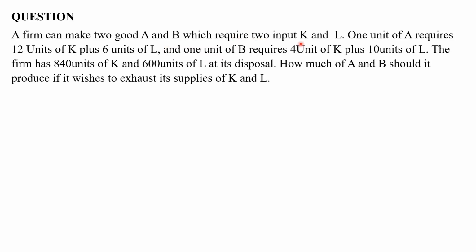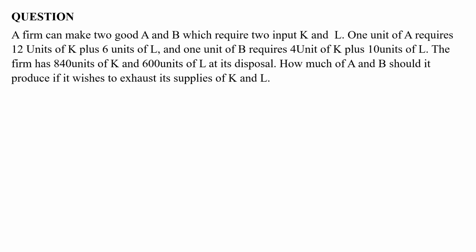A firm can make two goods A and B, which requires two inputs K and L. 1 unit of A requires 12 units of K plus 6 units of L, and 1 unit of B requires 4 units of K plus 10 units of L. The firm has 840 units of K and 600 units of L at its disposal. How much of A and B should it produce if it wishes to exhaust its supplies of K and L?